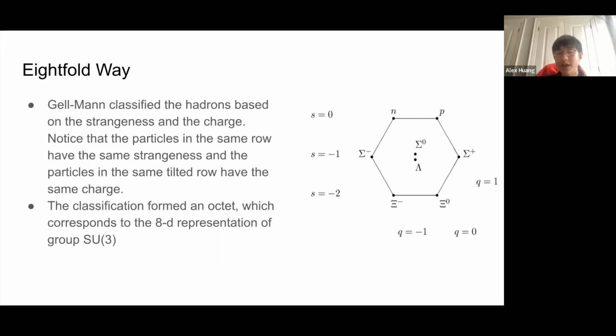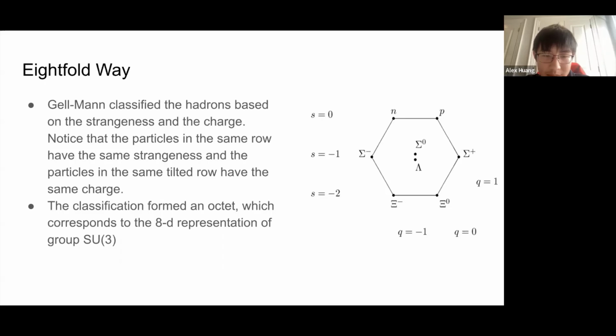In this way, Gell-Mann arranged them into what we call an octet, which is basically a hexagon with 2 dots in the middle. And this actually corresponds to the 8-dimensional representation of the group SU3. As I talked about, SU3 is called the special unitary group, and it's a very important group, especially in modern physics.